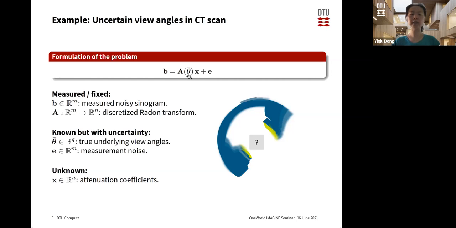And theta bar here is the true view angle. In some cases, we do not know it. What we know is some expected view angle, which may not be identical to the true view angle and can have some uncertainty. We call this expected view angle the nominal angle. So the true angle can be considered as a perturbed nominal angle. And E is the measurement noise, which is random. Here I use a brief figure to show: this is the object, here is the source, and here is the detector. In CT scan, maybe we have some uncertainty on the angles.